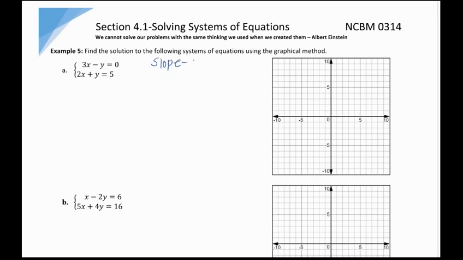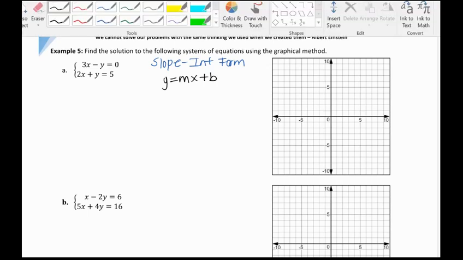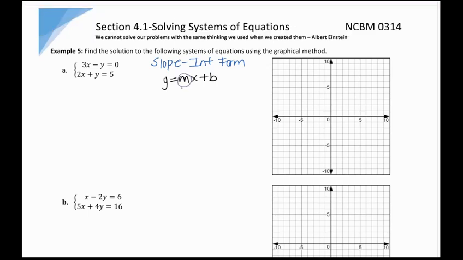So the slope-intercept form, which is y equals mx plus b, where m is my slope and b is my y-intercept. And it's going to look like 0, comma b.